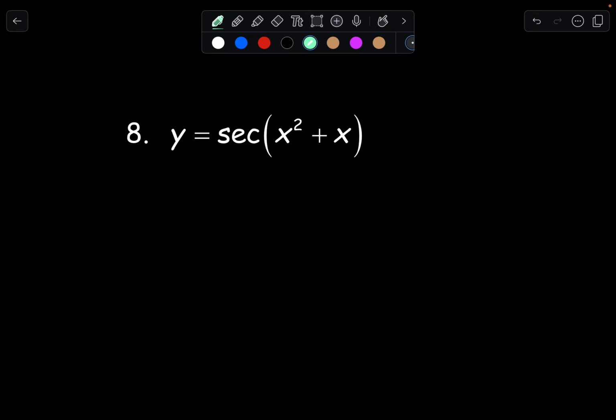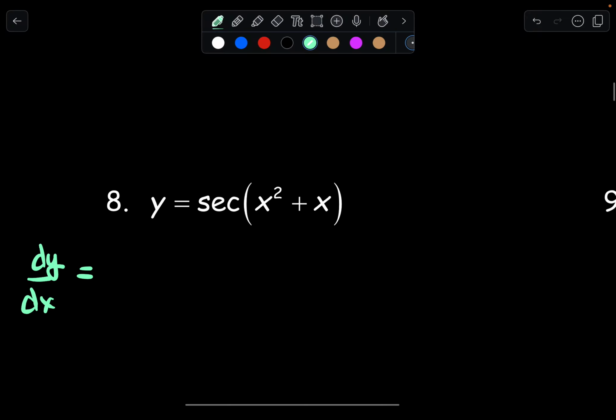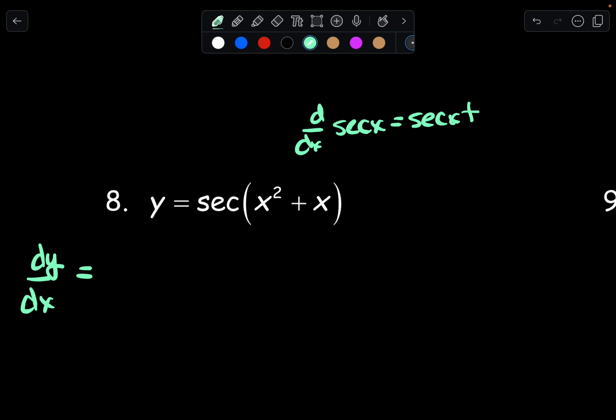All right, number 8, y is equal to secant of x squared plus x. So we have another composition function, so we will have to use the chain rule. The derivative of y with respect to x. So this one's interesting. The derivative of secant x is secant x tan x. So the derivative of secant x is itself and its partner, which is tangent. That's the same as cosecant x, which is itself and its partner cotangent, but it's negative because they are co-functions.